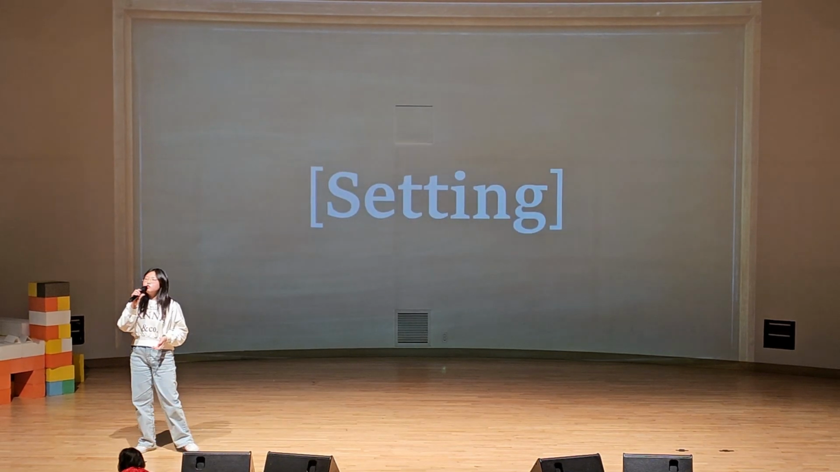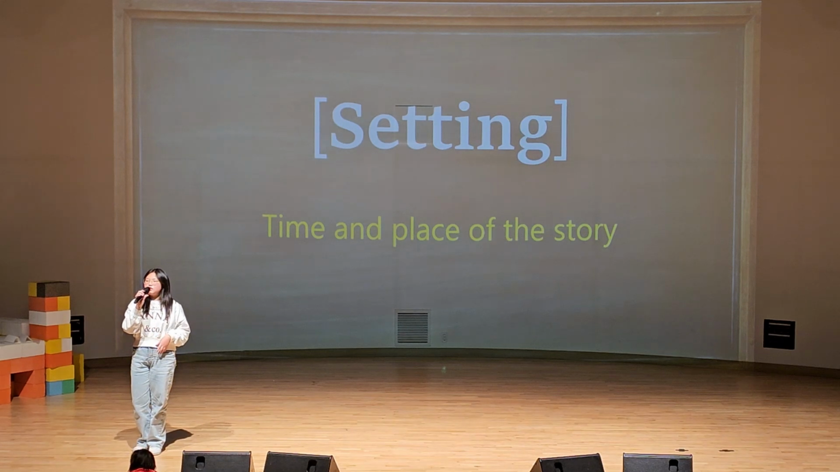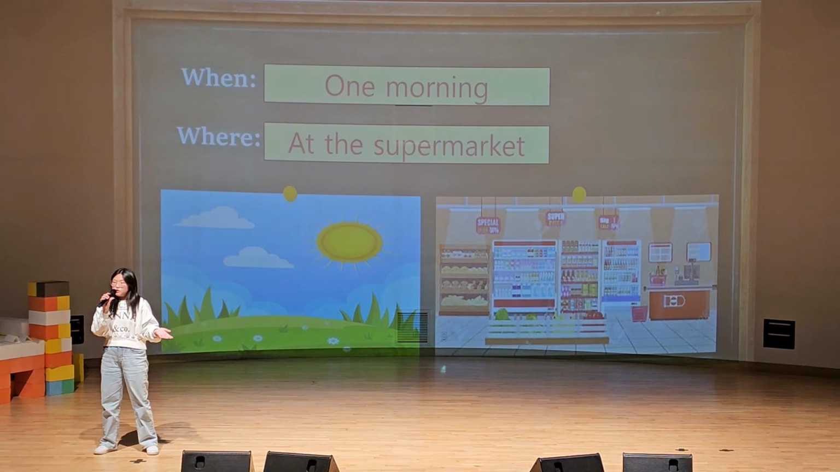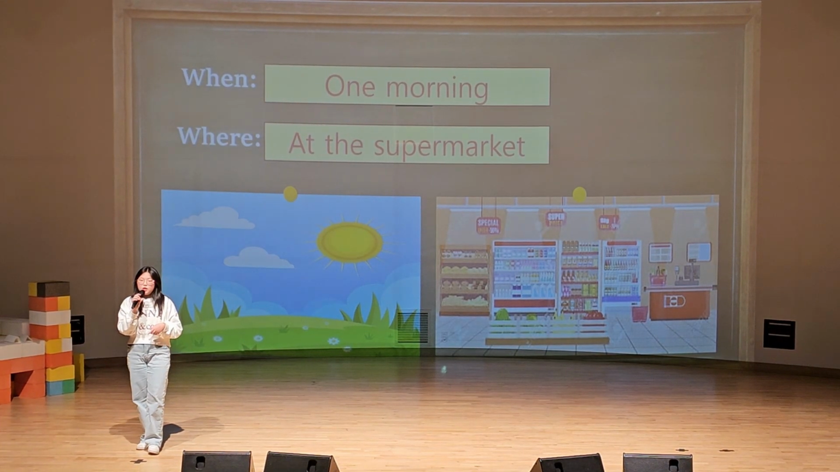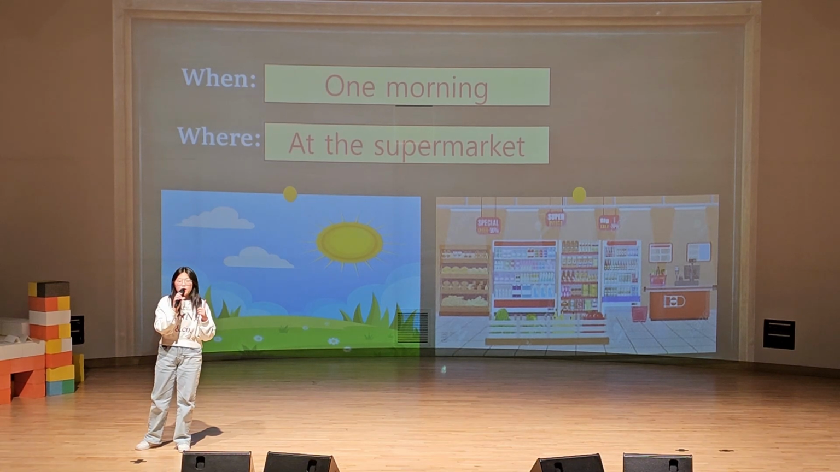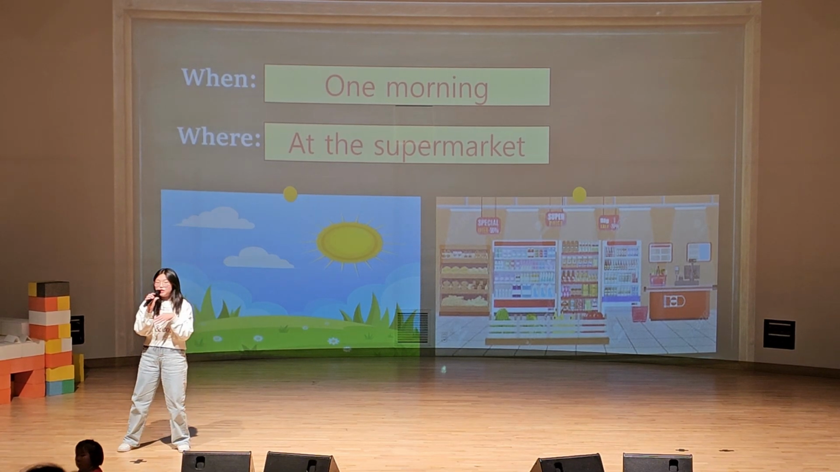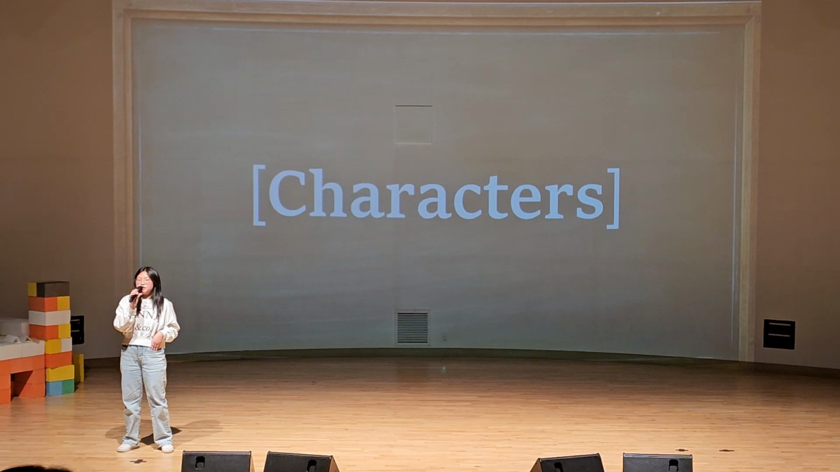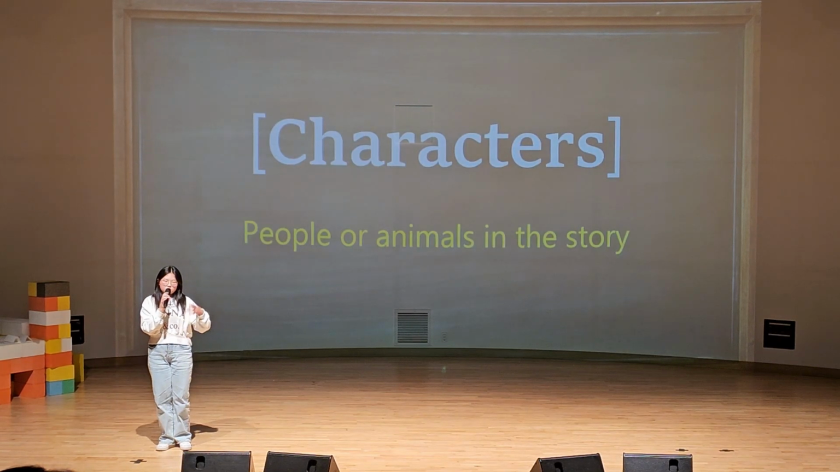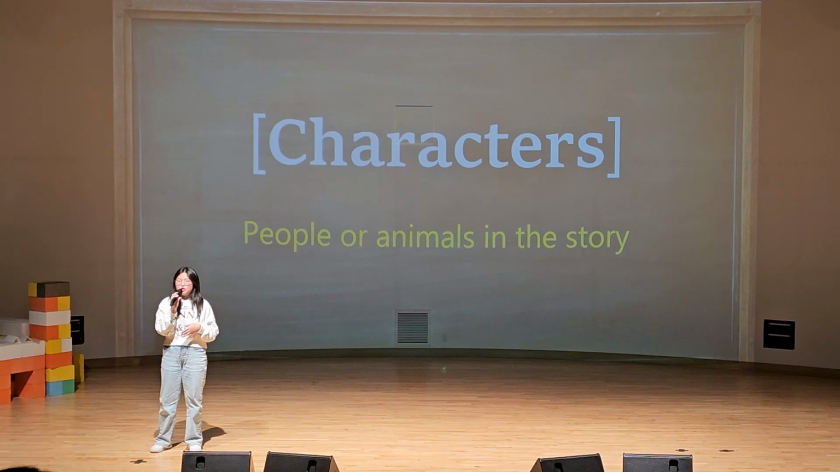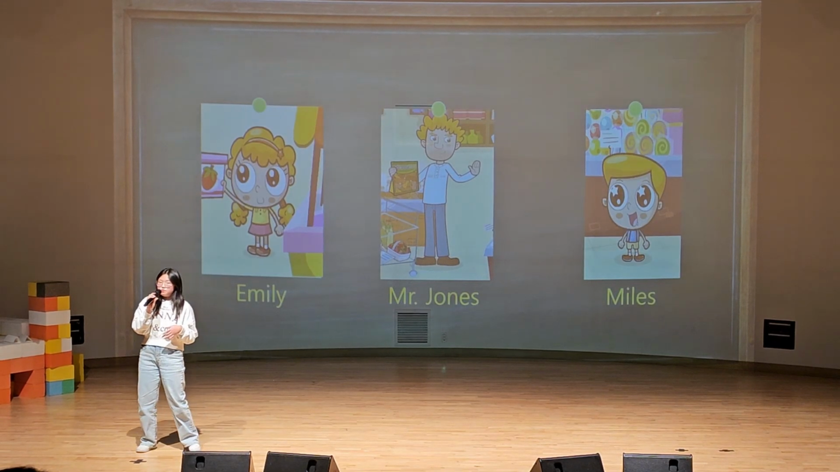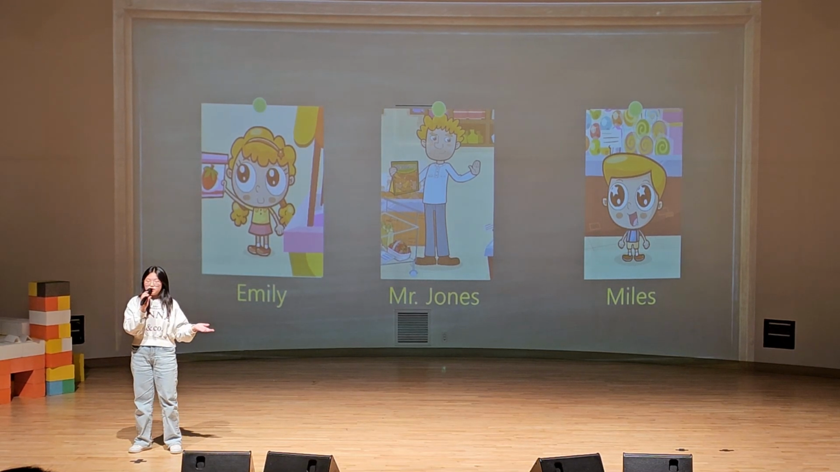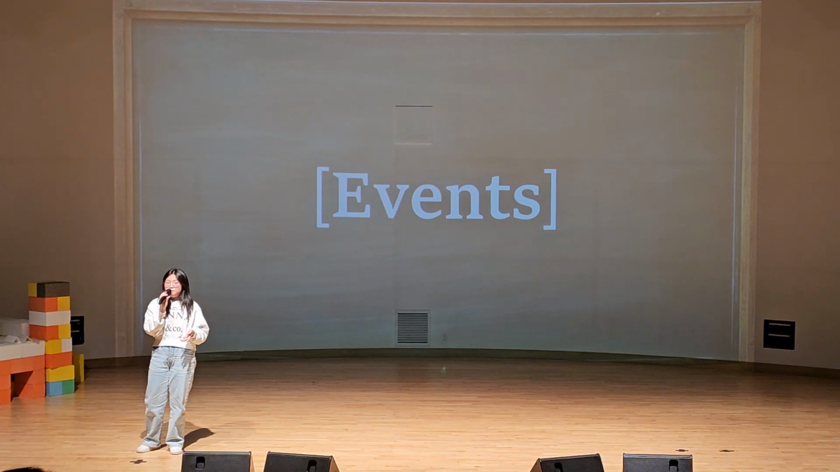Now let's move on to the setting. Setting tells the time or place of the story, or when and where the story takes place. In our story, it takes place one morning, and it takes place at the supermarket. Now let's move on to the characters. Characters are people or animals who act in our story. In our story, we have Emily, Miles, and Mr. Jones.